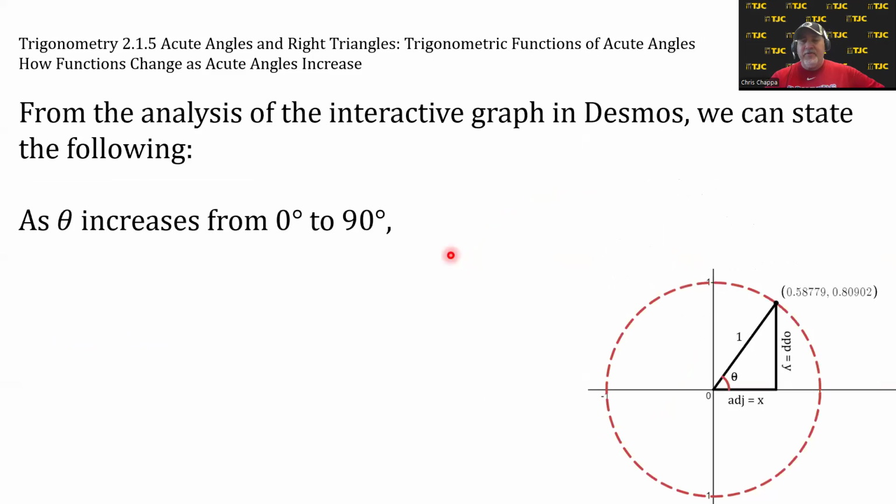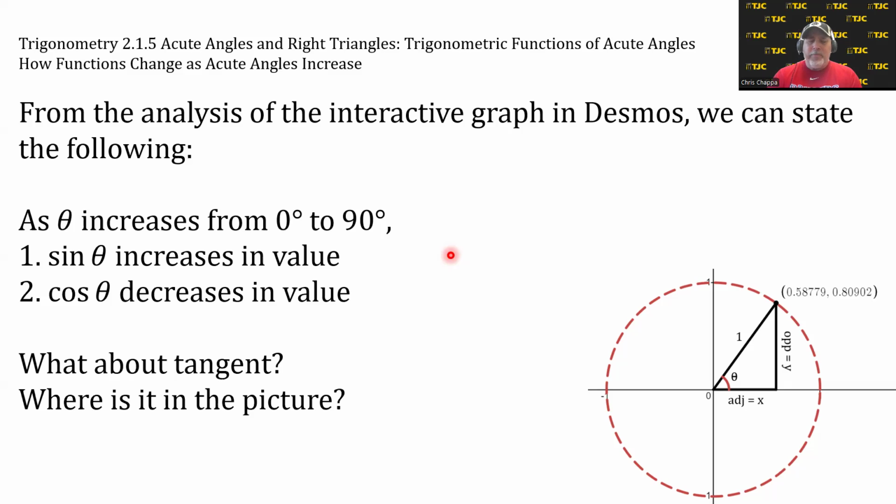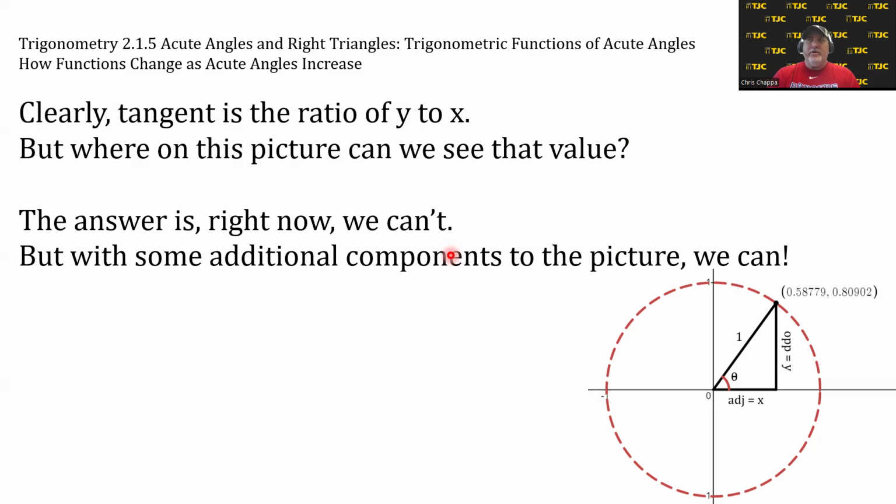So from our analysis of the graph, we can state the following. As our angle increases from 0 to 90 degrees, sine of theta increases in value, but cosine decreases in value. But what about tangent? Where is it in the picture? Well, normally I would just do an algebraic argument, but I want to show you a neat little illustration. Tangent is the ratio of y to x, y over x. Well, where can we see that value in this picture?